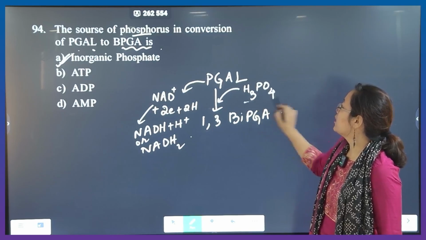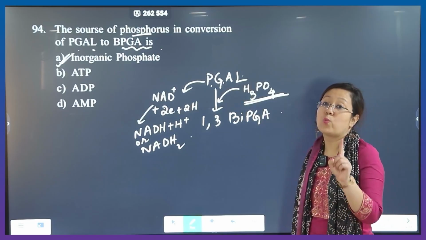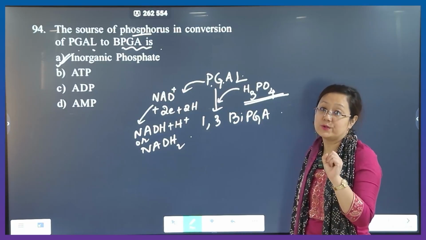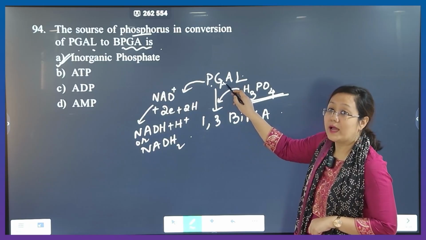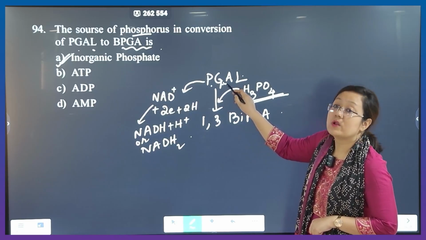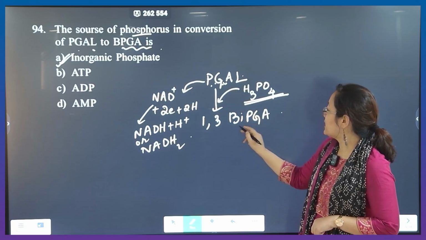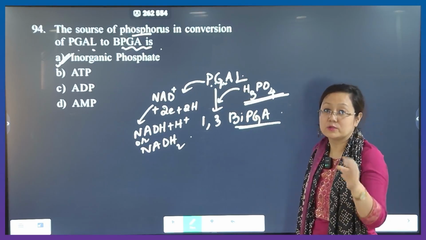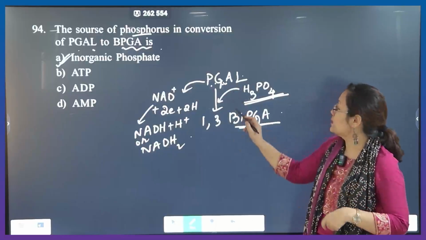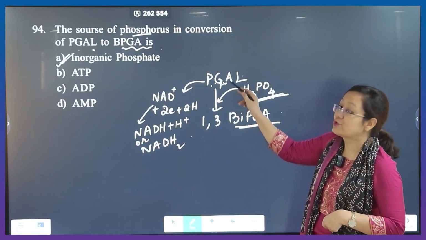And this phosphoglyceraldehyde will consist of one phosphate. So this phosphoglyceraldehyde will consist of one phosphate and 3 carbons. That is why it is called a triose phosphate. So from one phosphate, it has now become 2 phosphates, in bisphosphoglycerate. The question is asking here: the first phosphate was one, so where did the second phosphate come from?